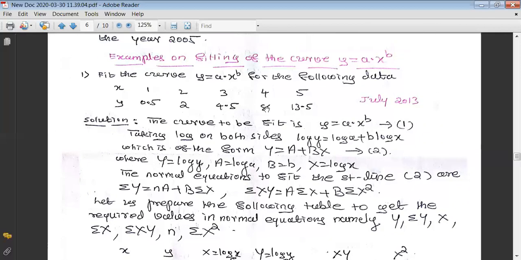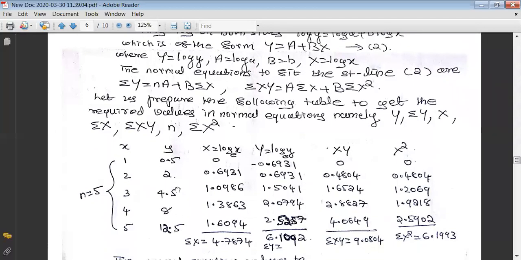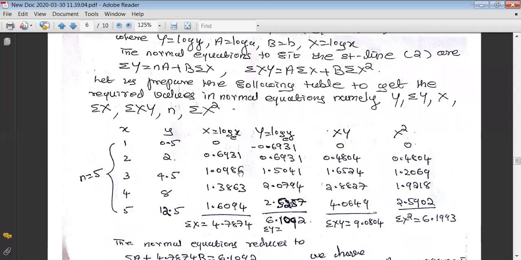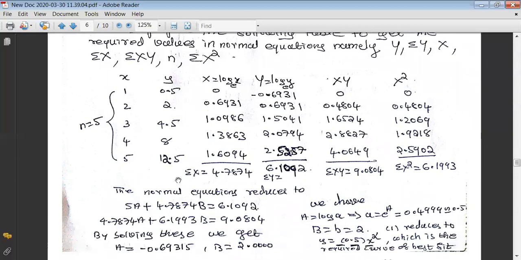Once we calculate those values, x and y are given, and capital X is nothing but the logarithm of small x, capital Y is nothing but the logarithm of small y. Here the base is e that we have to take, and once you calculate, we get this one. Then the product of these two leads to XY, and the square of these leads to capital X square. And these are the totals or summations of these values.